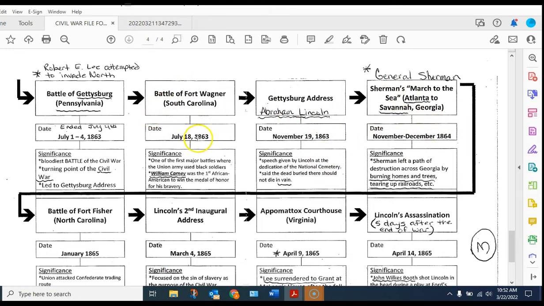Notice we skipped over Battle of Fort Wagner for a reason, so do not be looking in there for answers right now because you're not going to find any answers in those boxes. Only use the 3 boxes that are on that sheet: Battle of Gettysburg, Gettysburg Address, and Sherman's March to the Sea.